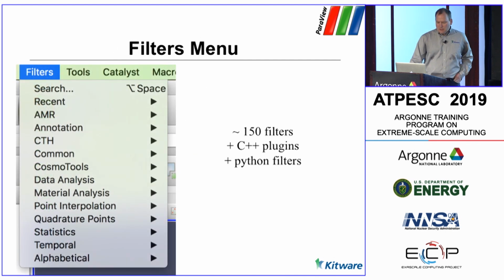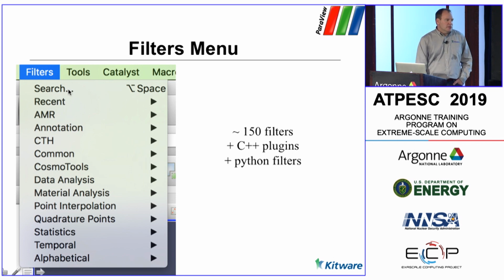Okay. You'll find the full list of them under the filters menu under the alphabetical list, or you can see them grouped by purpose or domain. So the subset of filters which are really good for processing time-varying data are under the temporal list. The data analysis filters, things like plotting and statistical analysis, you'll find under data analysis. The common are exactly those set that I showed you the shortcuts for.